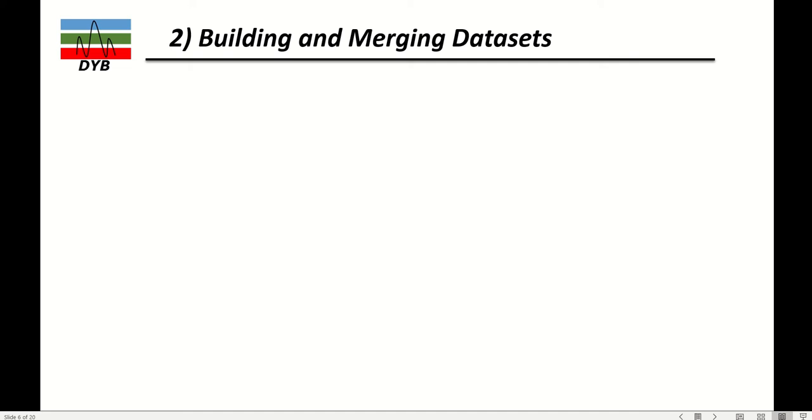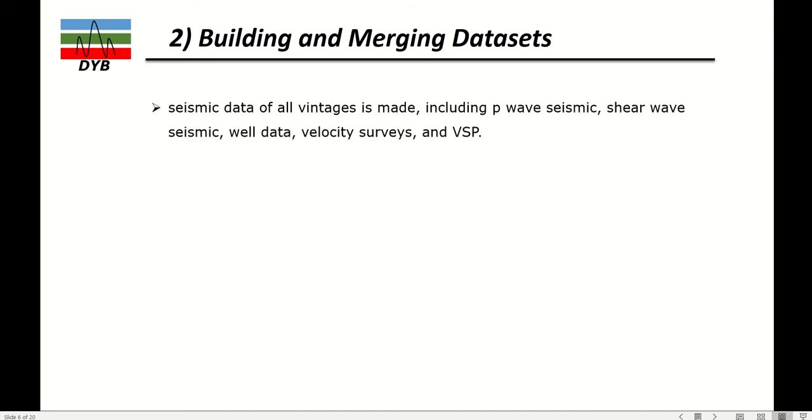So when you are doing your data loading or you're merging your data with the model, then you have to be very careful because the seismic data of all vintages is made including P waves, shear waves, well logs, velocity survey, and VSP. So let's say in the field, sometimes you have only the P wave seismic data. If you're looking at some special features such as gas cloud, then the shear waves can help you to locate the gas cloud.